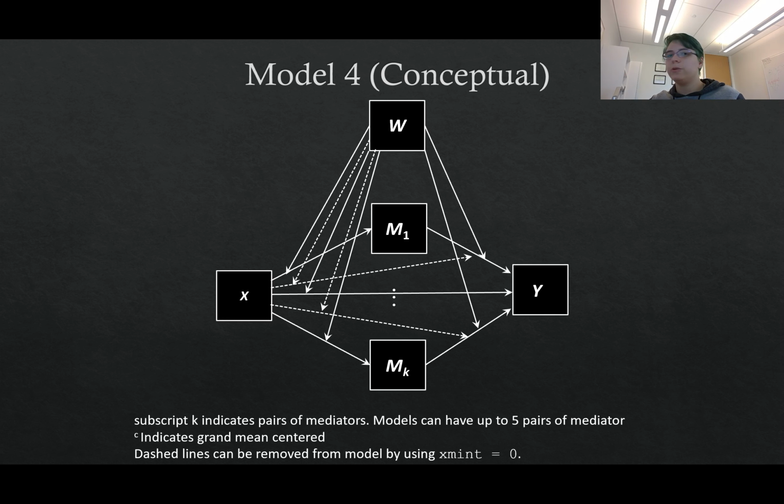But if you just want to not allow these paths to be moderated, there are also models in MEMORE that allow for that. So it's called the D path, and that is then not moderated. So there are some model options for that.